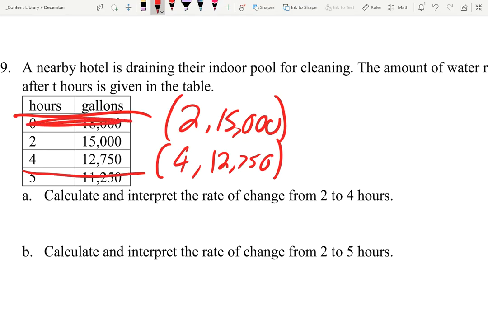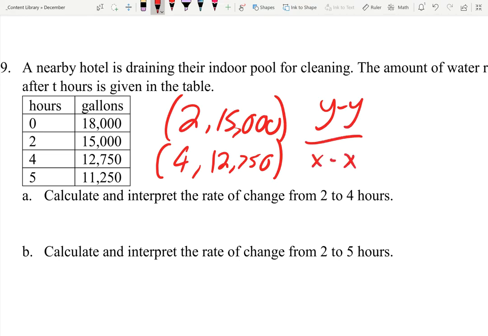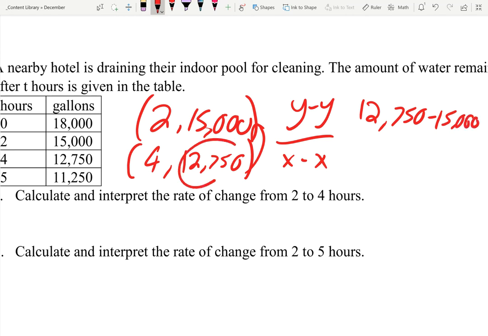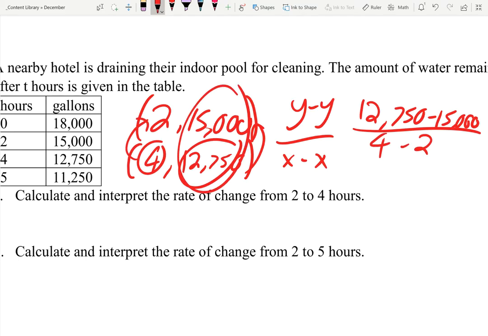So ignore the other points. They don't matter, right? Remember, rate of change, just difference in y's over difference in x's. So when we subtract, we can do the second minus the first. So 12,750 minus 15,000. So this y minus the first one. And then x's, do this x minus this one. So 4 minus 2, right? Subtract the y's, subtract the x's.